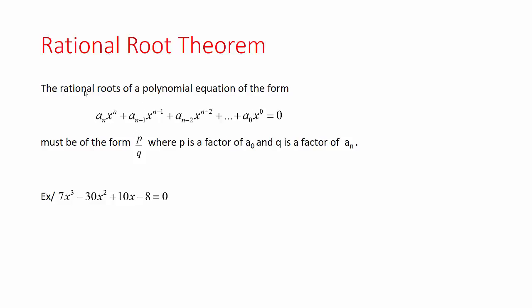If there's going to be a rational root, meaning that you can write it as a fraction where those numbers are integers in the numerator and denominator, it has to be of the form p over q, where the p is a factor of this coefficient right here, in other words, the constant, and q is a factor of the leading coefficient.